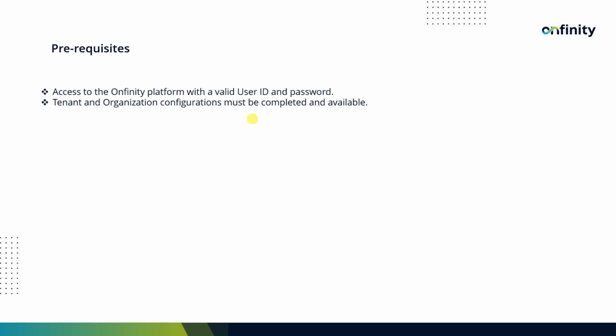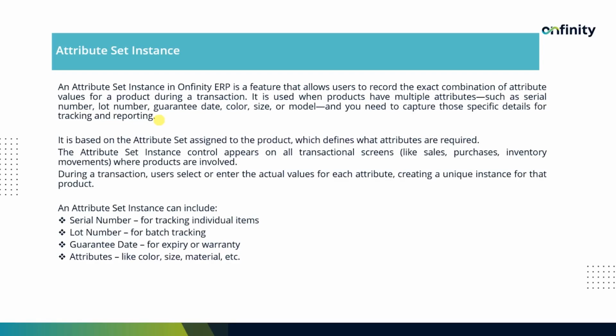For prerequisites, before we begin working on the Onfinity ERP system, let's ensure a few things are ready. You should have access to the Onfinity ERP platform with a valid user ID and password. Tenant and organization configuration must also be completed and available. Let's understand what an attribute set instance is and why it is important in Onfinity.